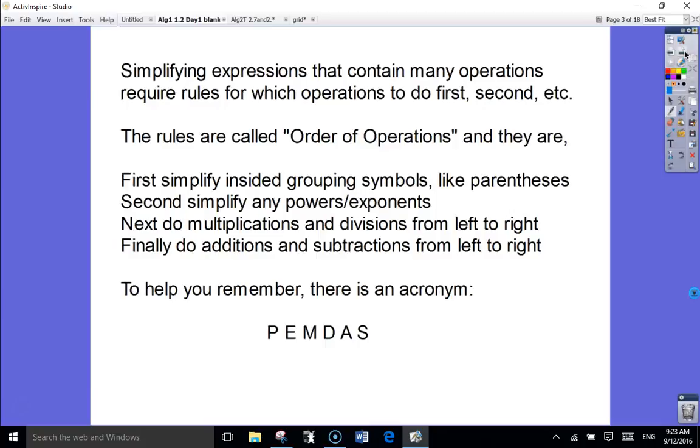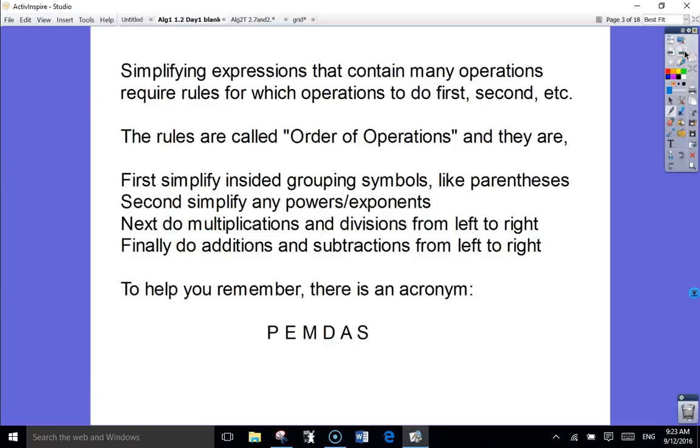Next, you look for multiplications and divisions from left to right. So starting on the left, if you see a division first, you do it. If you see a multiplication, you do it. Just in order from left to right, do all the multiplications and divisions. You don't go through and do all the multiplications and then all the divisions. They're considered together. And same for addition and subtraction. If the first thing you see is a subtraction when you're on that step, then do the subtraction. So consider addition and subtraction together from left to right.